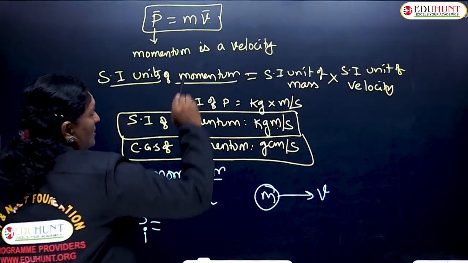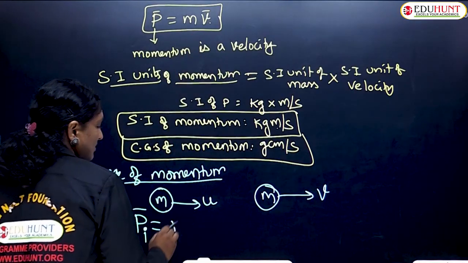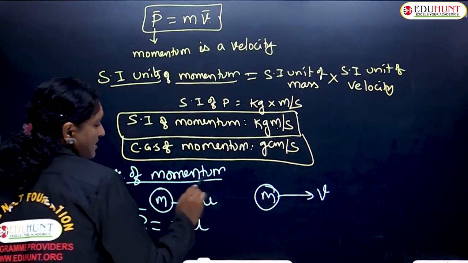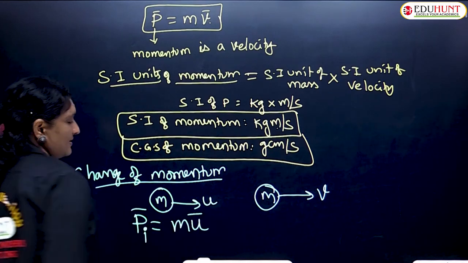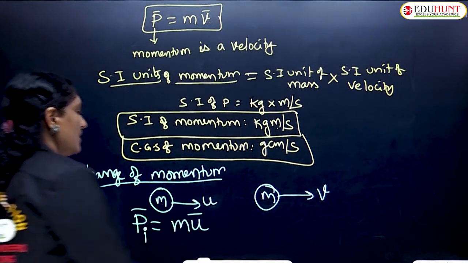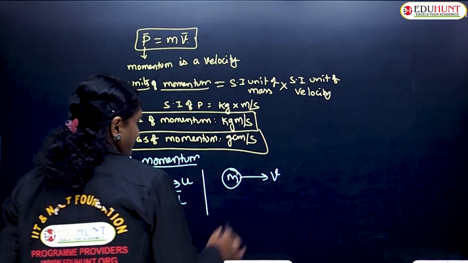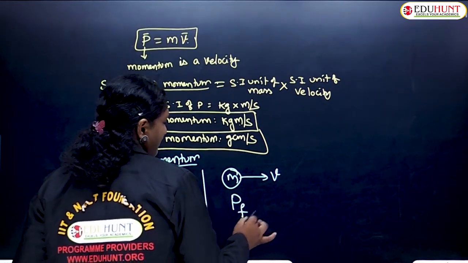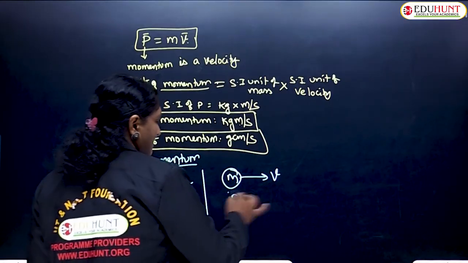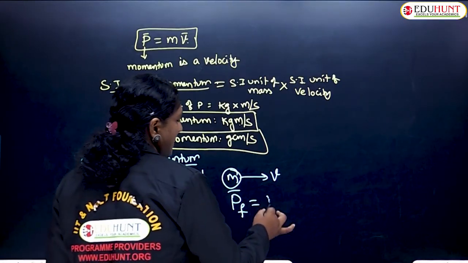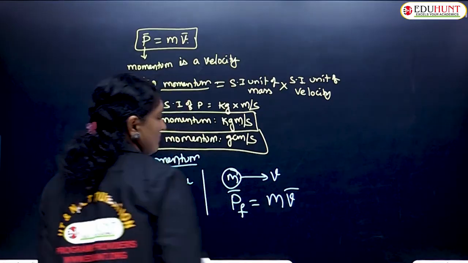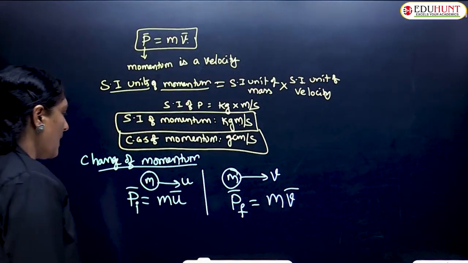Mass into velocity of the body. Mass into velocity. How much velocity? Initial velocity u. Because it is a vector, let me write it as mu bar. Similarly, in case 2, the final momentum of the body, represented by Pf, is a vector quantity, equal to mass into final velocity of the body, that is mv bar.